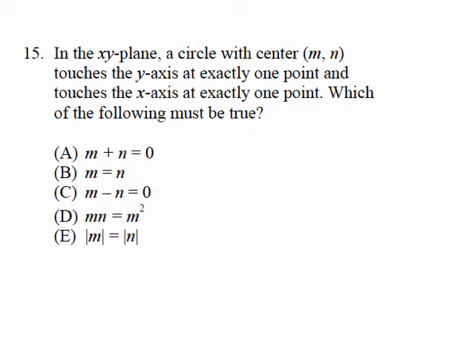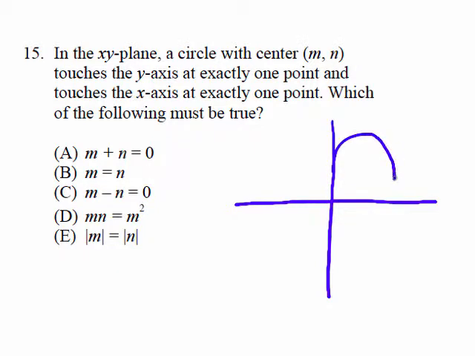So there's only a few different ways that what's described here can happen. A circle with center (m, n) touches the x-axis at one point and the y-axis at one point. So first let's draw this, right? What does it look like when a circle touches the x-axis and the y-axis at exactly one point? Well, it's going to look like this, right?